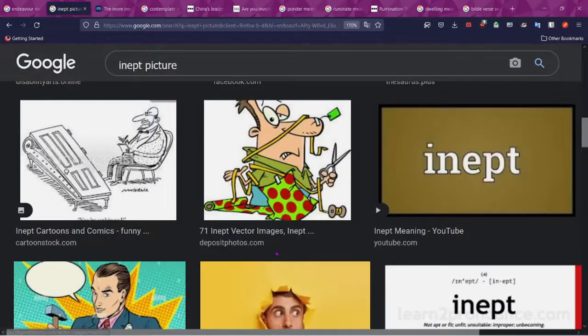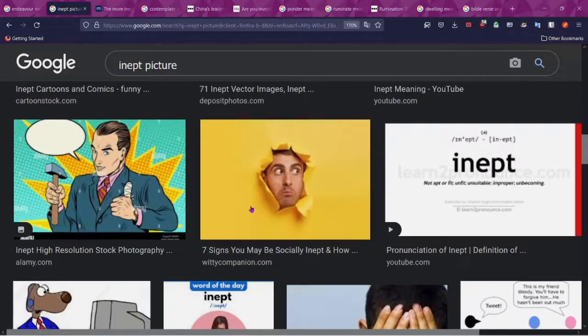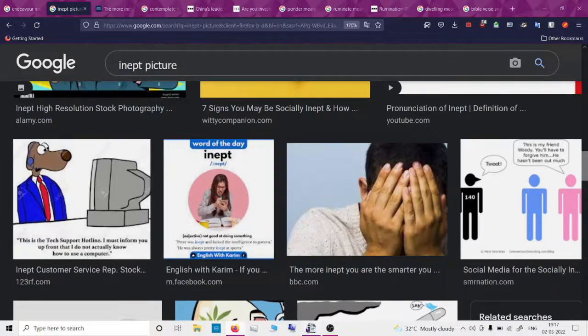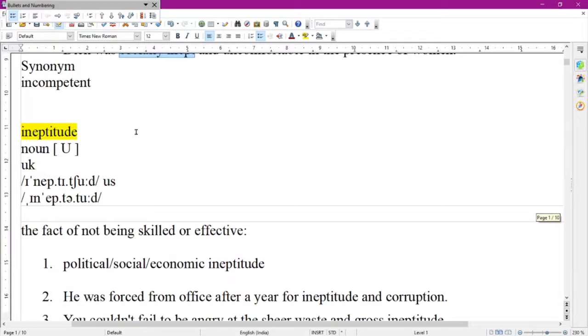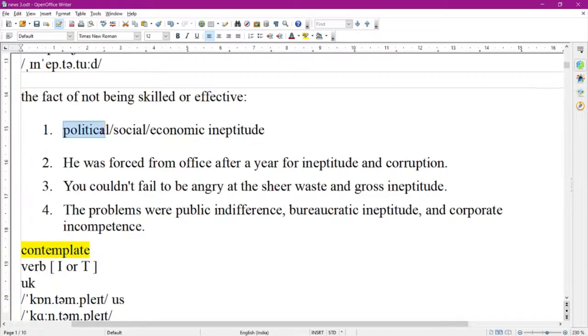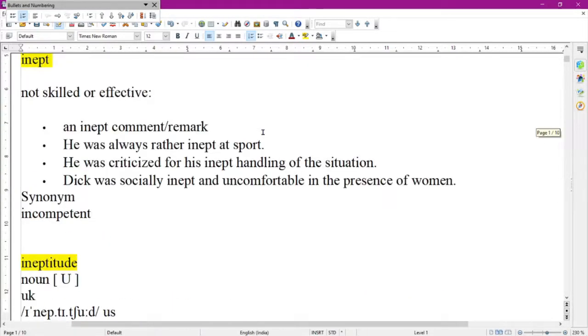So this is the picture of socially inept. You can see over here, socially inept. So let's read the remaining. The noun is ineptitude. Same meaning only. We can read some more sentences. Political or social or economic ineptitude. So this is the noun, and this is the adjective: an inept comment.